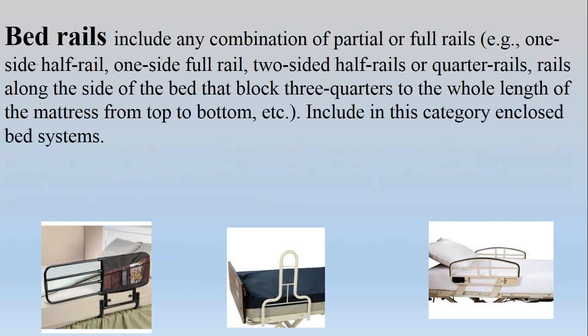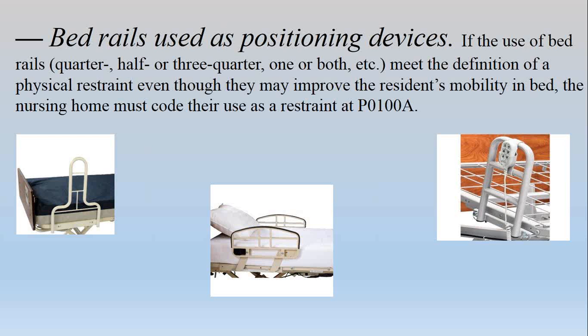Bed rails include any combination of partial or full or quarter, three-quarter, whatever it is that we call them. You know, we have those bed rails there. If you can see in that first picture, they have those little things that keep remote controls and magazines and things within close reach. But they still have the ability to result in entrapment or some sort of other injury. So they still want us to be looking at any of these types of things. And does it hinder the patient from getting in and out of the bed without any assistance?